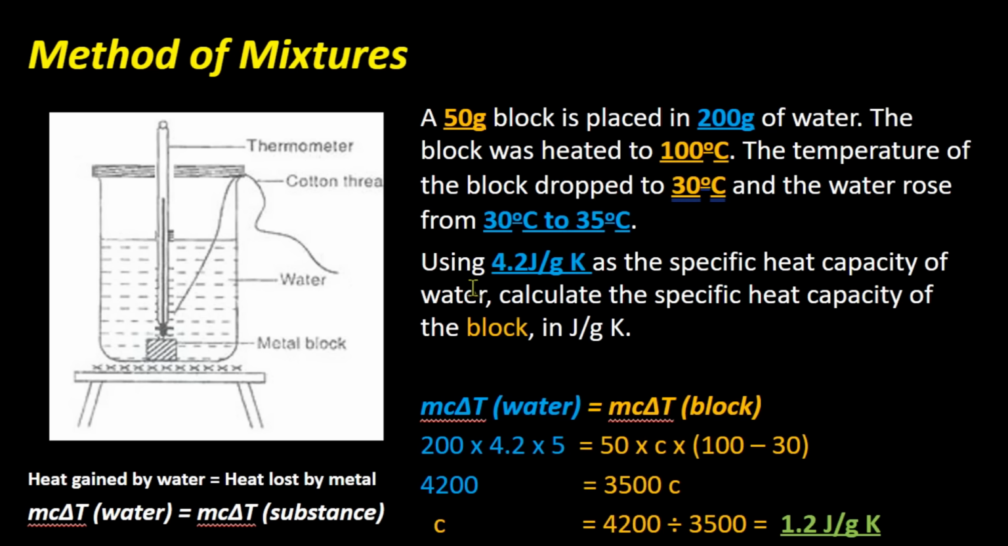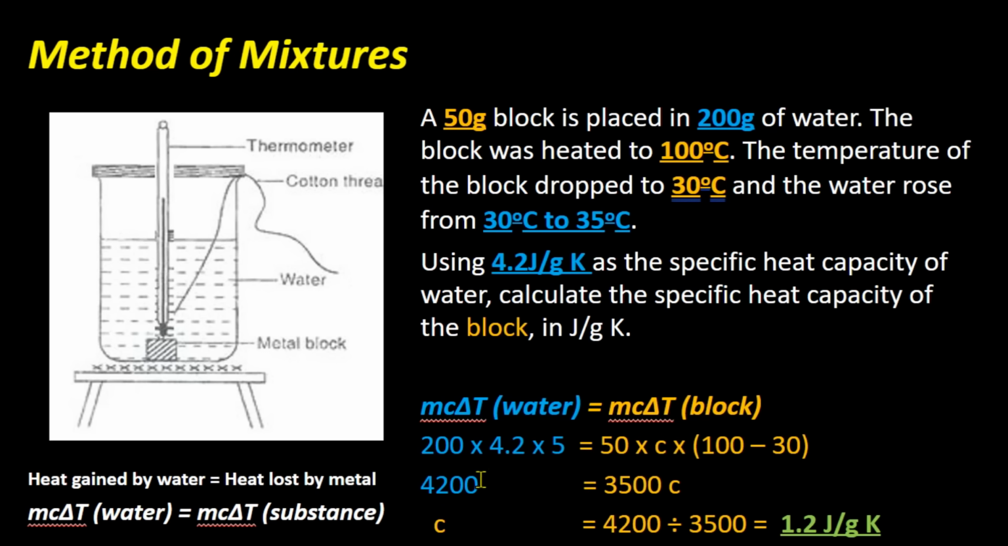Using 4.2 joules per gram Kelvin as the specific heat capacity of water, calculate C for the block. So we're going to say that mc delta T for the water is equal to mc delta T for the block. Everything here in blue is with the water, so the mass of the water is 200. The specific heat capacity of the water is 4.2, and the change in temperature for the water is 5, which is 35 minus 30. For the block, everything in orange is for the block. The mass of the block here is 50. C is the unknown, and the change in temperature for the block is going to be 70, which is the difference between 100 and 30.